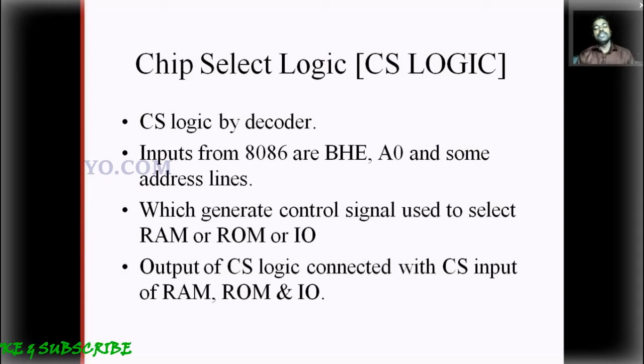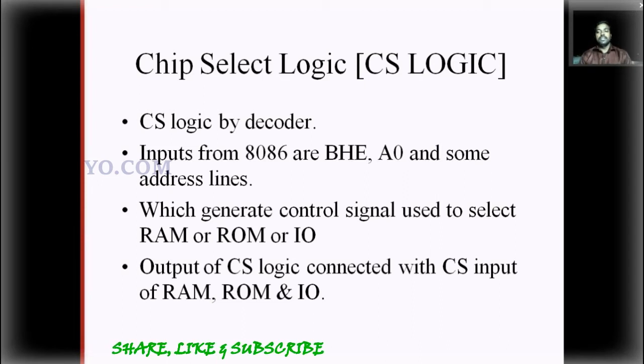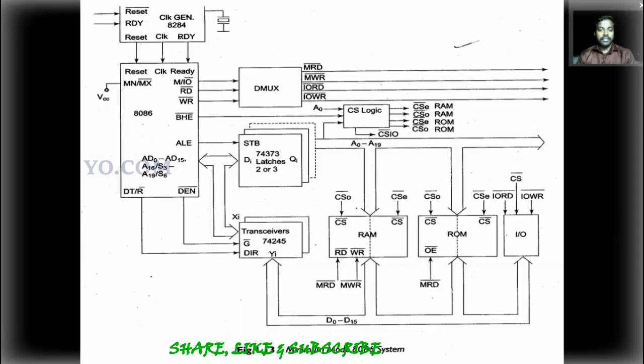Every chip has one terminal called CS, the chip select input. If you provide some input to that particular pin, the particular IC is enabled or disabled according to the input given. So the chip select logic is always used to enable or disable the particular chip present in our motherboard. The next one is this diagram.